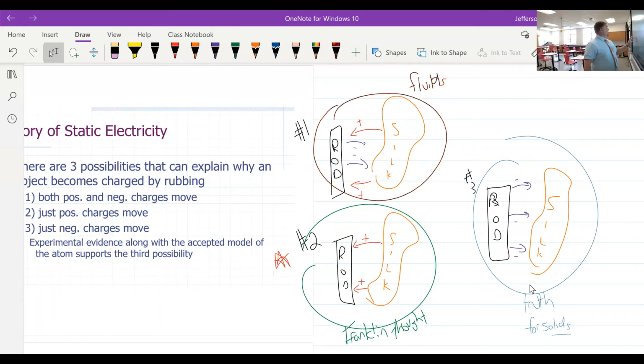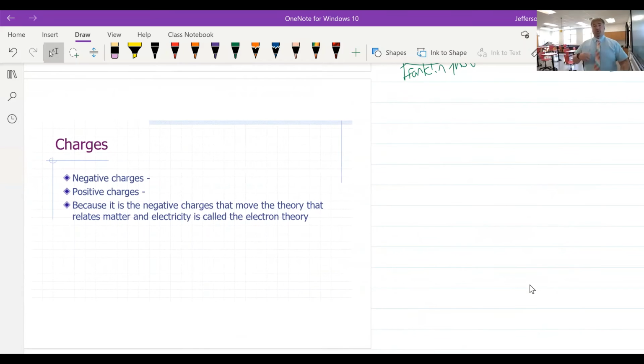So continuing on, I'm going to go a little further and jump ahead of Ben Franklin. We know that negative charges are carried by electrons.